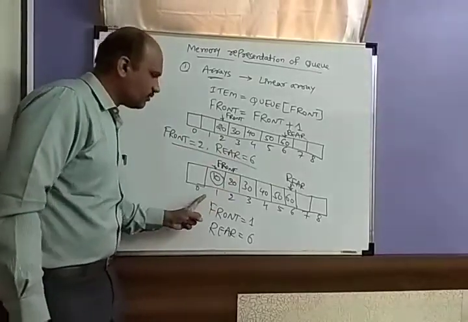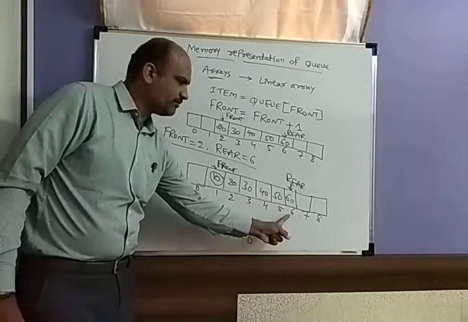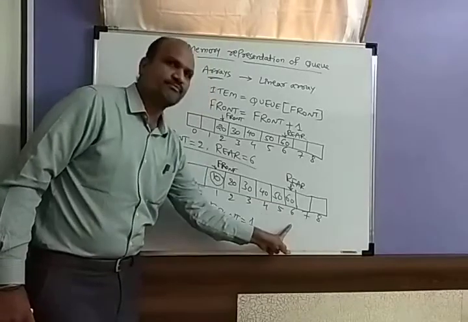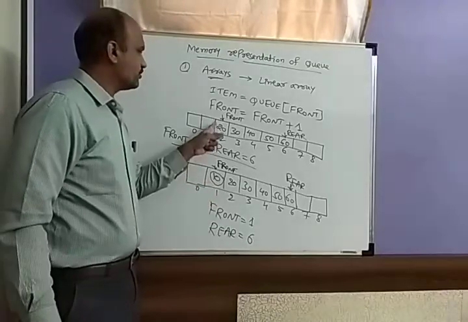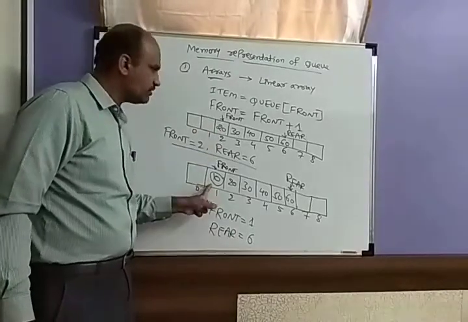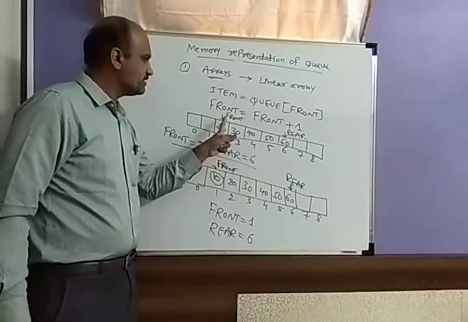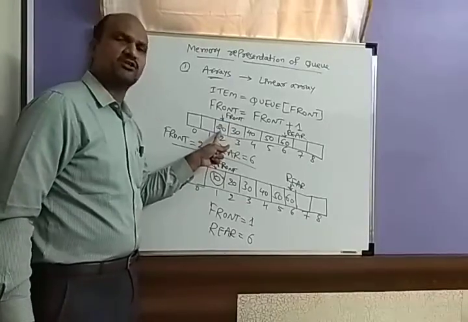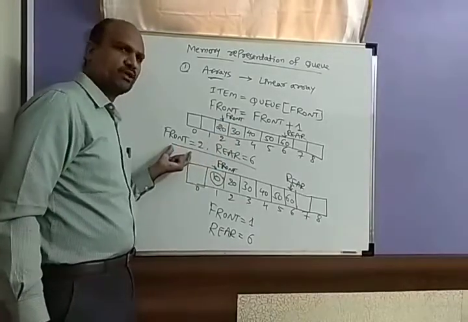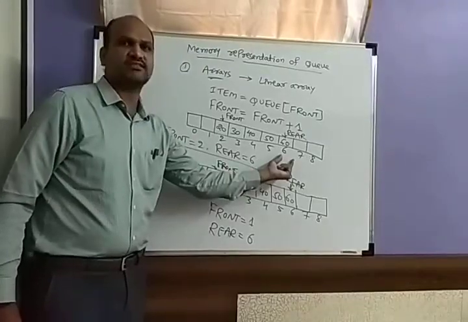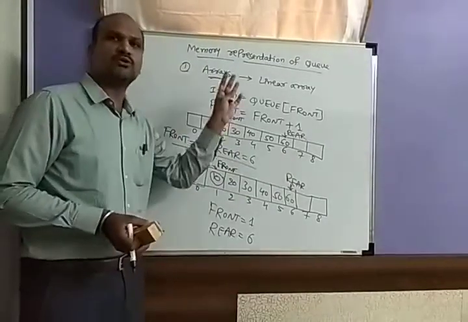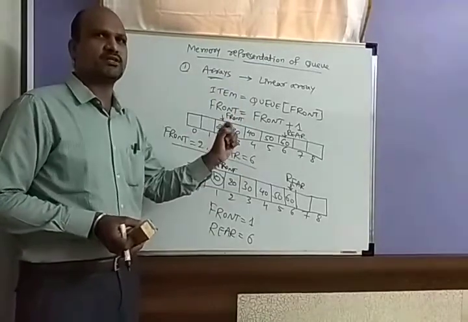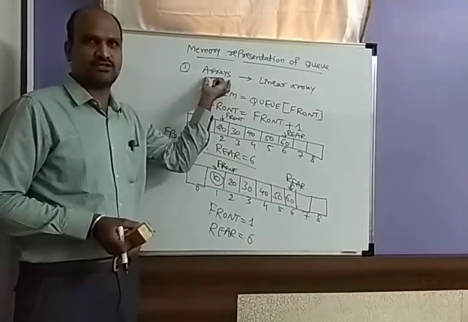Okay, so here what you did, you inserted the element from this side, and the already present element is deleted. So 20 is removed, then front will be incremented, it will be assigned to the next location. So the front becomes 2, rear becomes as it is, 6. So this is how exactly you have to represent the memory location for the arrays in the queue.